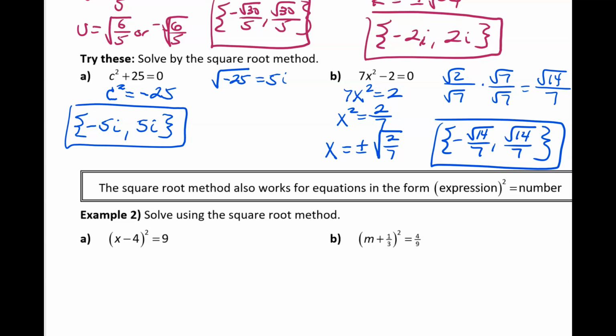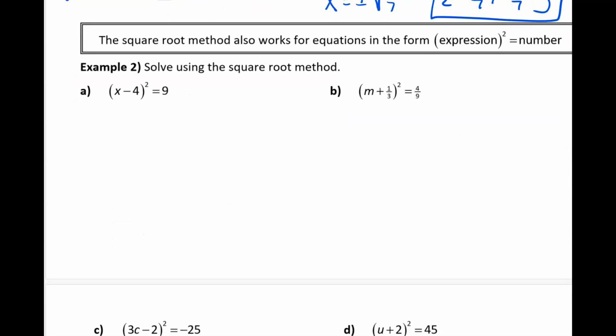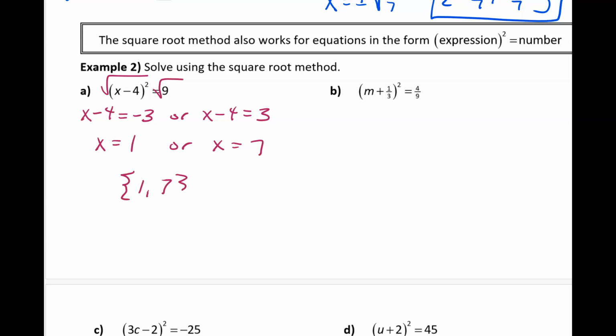In example 2a, we have x minus 4 squared is equal to 9. So we can just simply take a square root of both sides. We have to use plus or minus on one side. So x minus 4 is either equal to negative 3 or x minus 4 is equal to positive 3. So adding 4, we get 1, or adding 4, we get 7. Looks like a solution set of 1 and 7. This one's really easy to check too. You can plug in 1 in the place of x. 1 minus 4 is negative 3. That squared gives us 9 in the original equation.